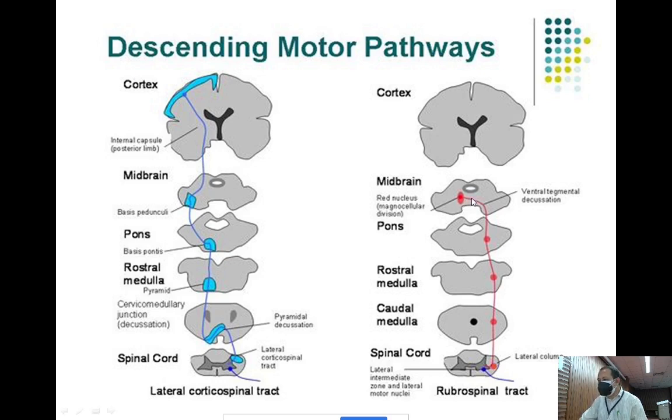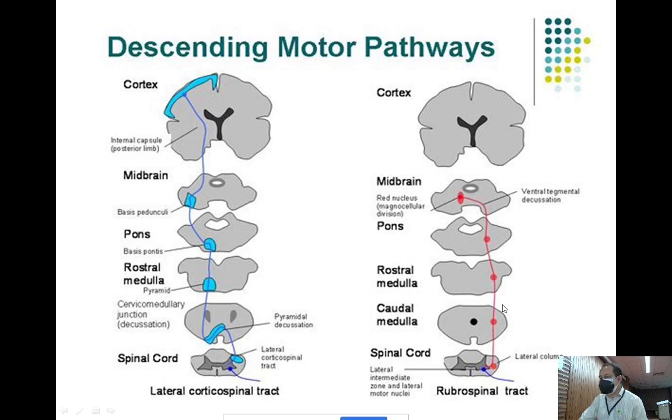And the rubrospinal tract has a similar function as the corticospinal tract. Why? Because it controls the movement of muscles of the distal limbs, the distal part of the limbs, and therefore it is involved in fine skilled movement. Control of fine skilled voluntary movement. So that is basically the function of the rubrospinal tract.